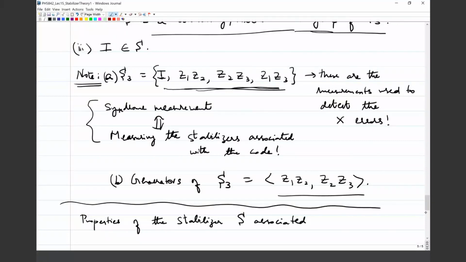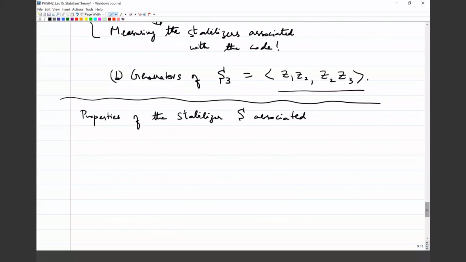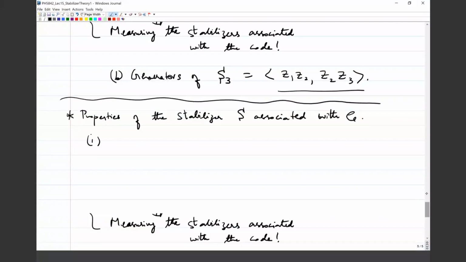So I just want to finish by noting a couple more properties associated with the stabilizers. So I think I noted 3 properties. Because identity belongs to S.